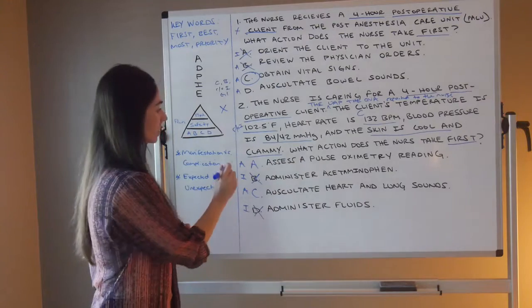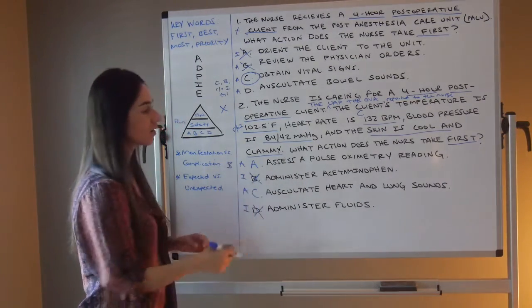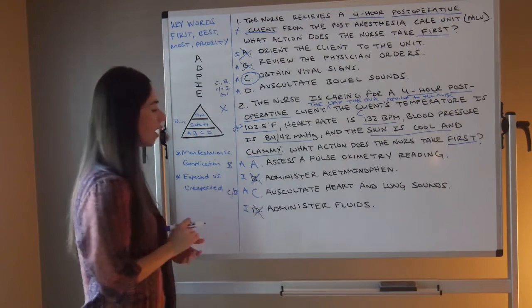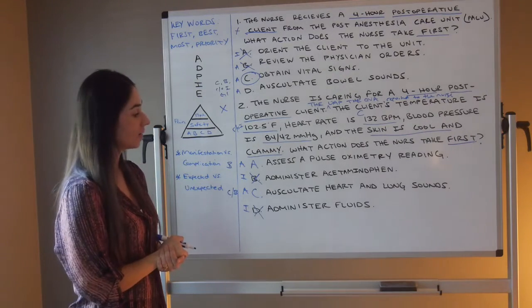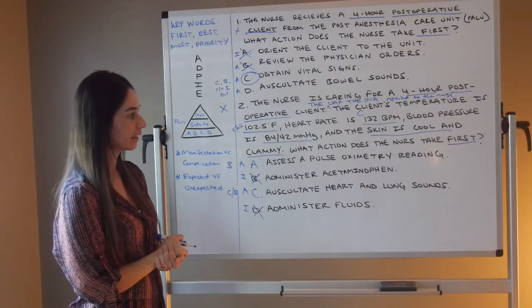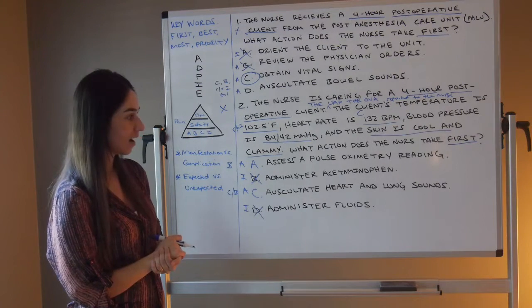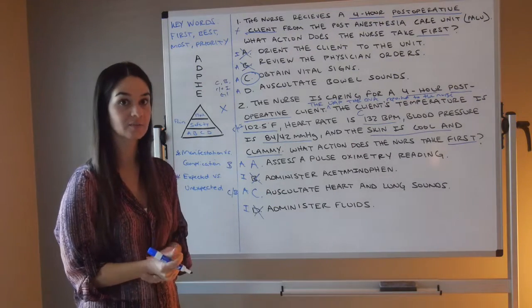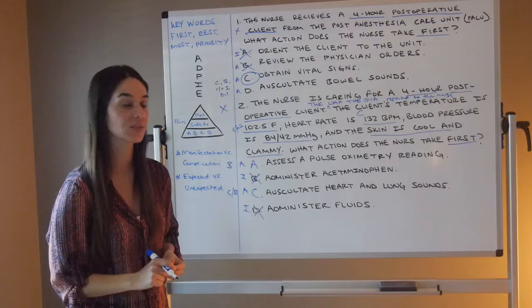Assess pulse oximetry reading could show breathing. And then auscultate heart and lung sounds could show circulation and breathing. Both are very, very important. And I actually wouldn't like to pick if I could do one thing or one thing only. But if I had to walk in that room and only do one thing, I would put a pulse ox on my client to see if their oxygen was low.